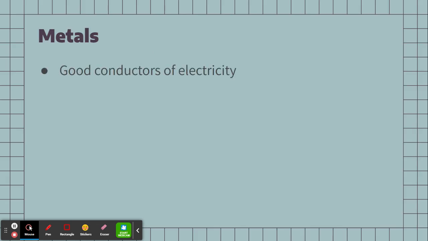Metals. Metals are often good conductors of electricity. This is because they have a sea of delocalized electrons, and since they have electrons that are able to be in motion, this enables them to easily conduct an electrical current.